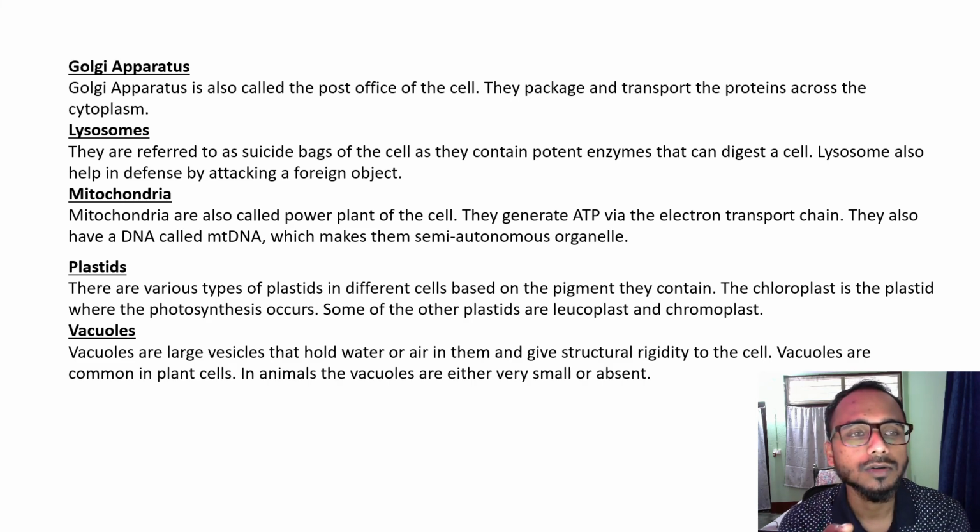Similarly, the diagrams: how the animal cell looks, how the plant cell looks. Please refer to your book for those. And if you have any doubts, please ask me.